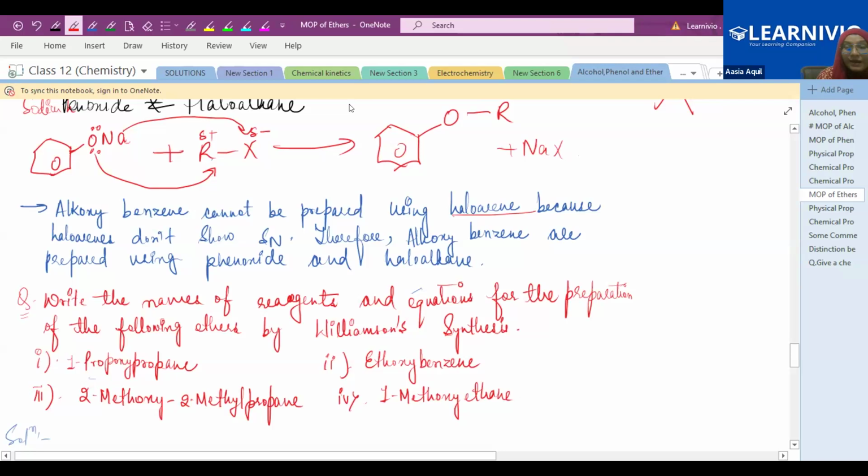Now you will say haloarenes do show nucleophilic substitution reactions, we have seen that. But that is under harsh, drastic conditions, like when you give high temperature and pressure; only then is the nucleophilic substitution reaction of haloarenes possible. That process is the Dow process. Again, that is very important. But at normal temperature, haloarenes don't show nucleophilic substitution reactions. Therefore, alkoxybenzenes are prepared using phenoxide and haloalkane.